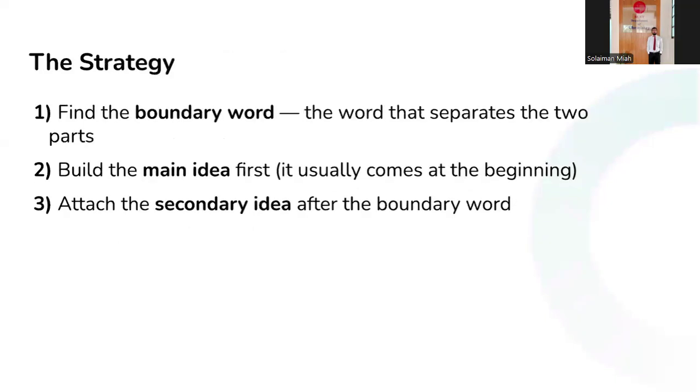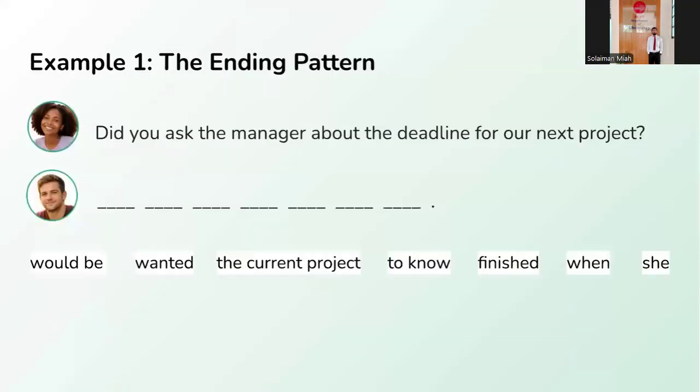Here's the strategy. First, find the boundary word, the word that separates the 2 parts. Then work on building the main idea first, because it usually comes at the beginning of the sentence. Finally, attach the secondary idea after the boundary word. Let's see this in action with a couple of examples. Here, the first sentence asks about a project deadline, and we need to build a statement. Go ahead and pause the video to try it on your own first. Then we'll walk through it together.